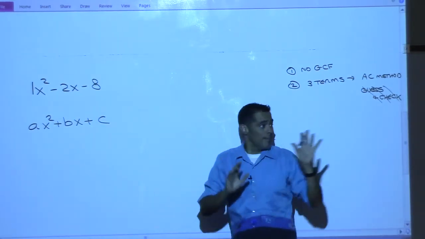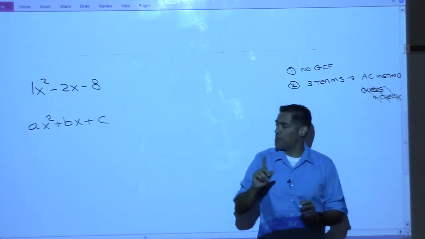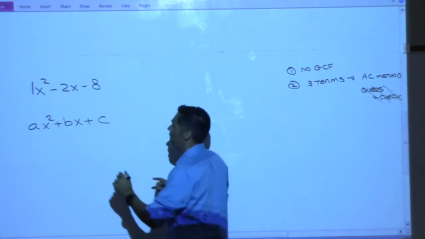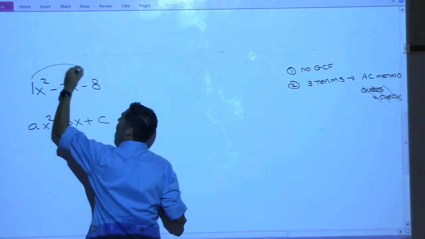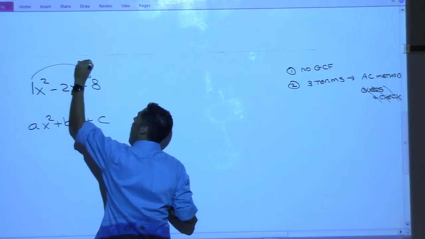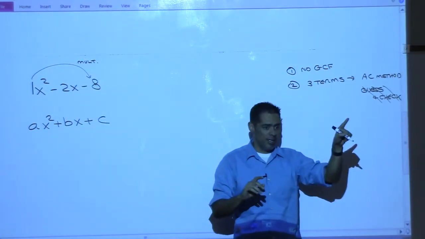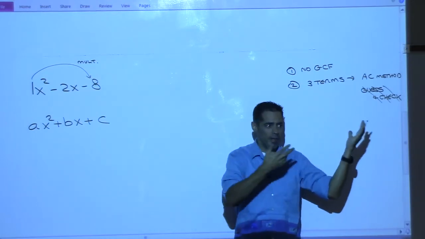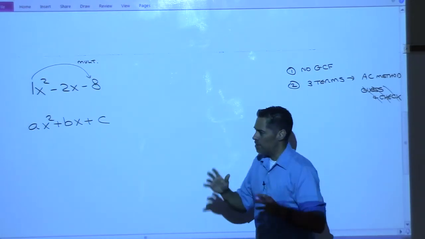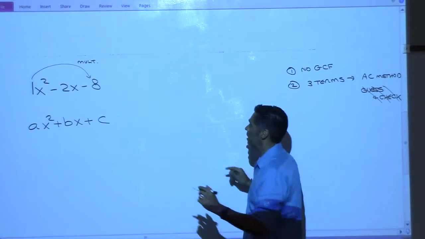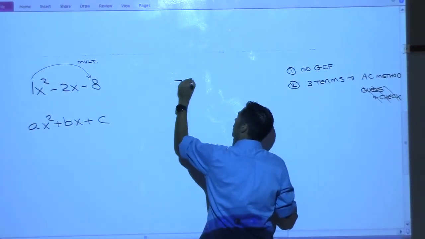The method that I'm using right now, called the AC method, comes from the idea that the first step for this method is to take that number and multiply it times that one. Okay? So I'm multiplying the a times the c, right? That's what I'm doing, and that's why they call it the AC method. But for us, we don't need that. Just multiply the first number times the second one and write it down. It's -8, right?